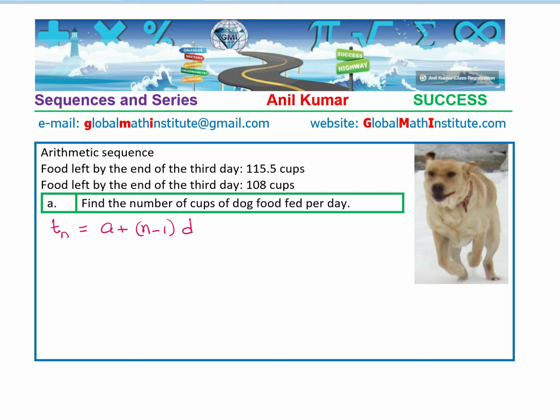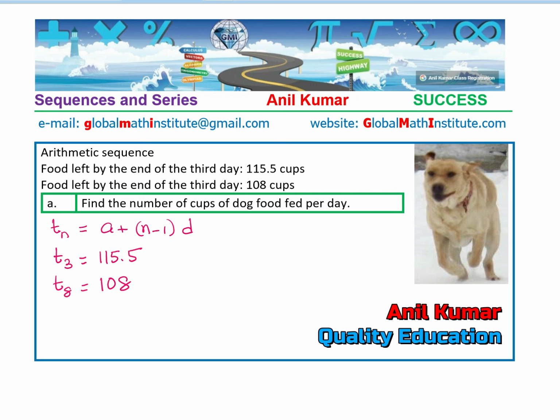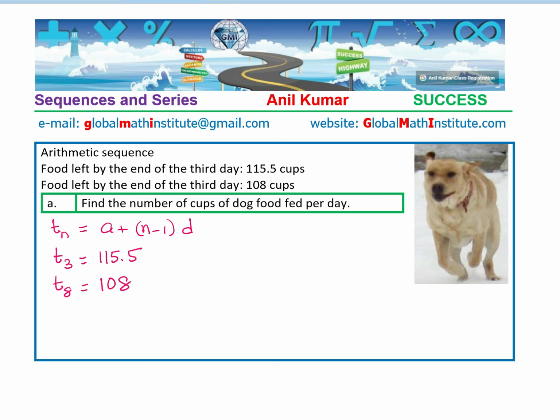And what we are given is T3: at the end of the third day it is 115.5. And we are given T8: at the end of the eighth day, it is 108 cups. So what I've done on the next page is keep the essential information required to solve, the prime focus for us. Let's remove the clutter and focus on what we need to work with.